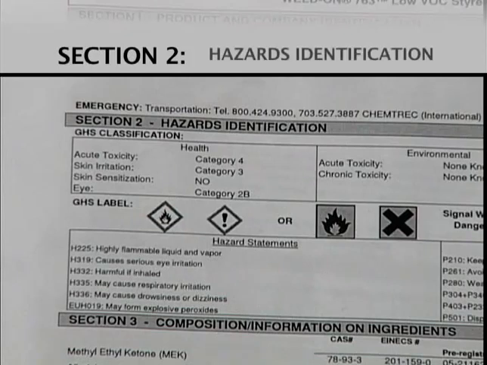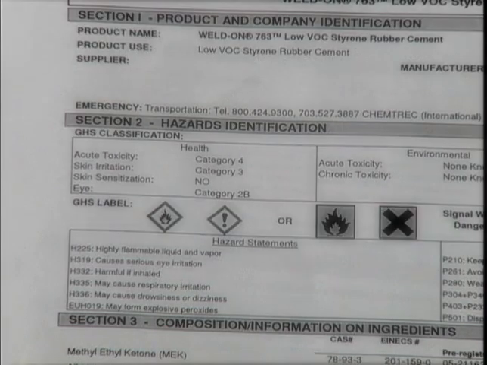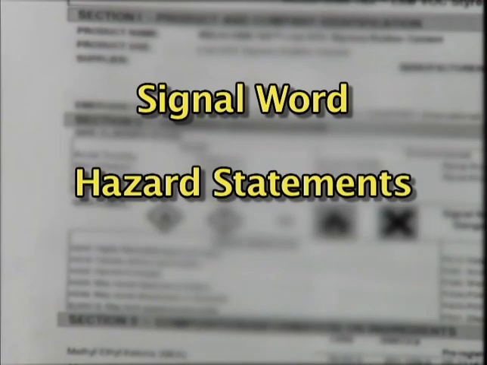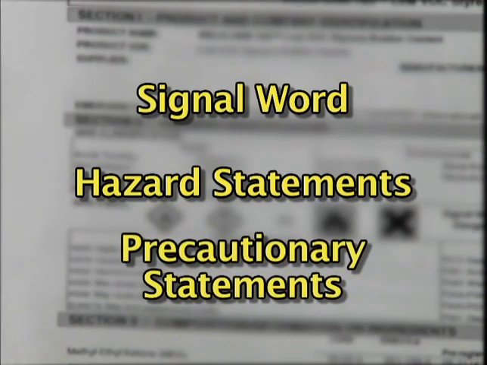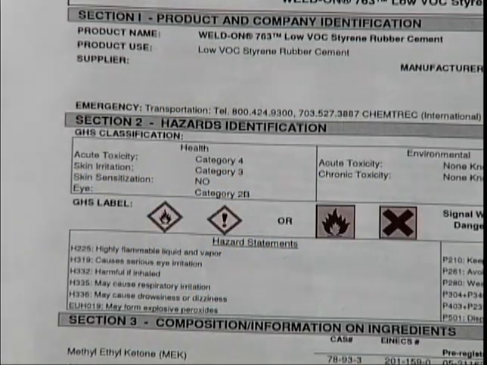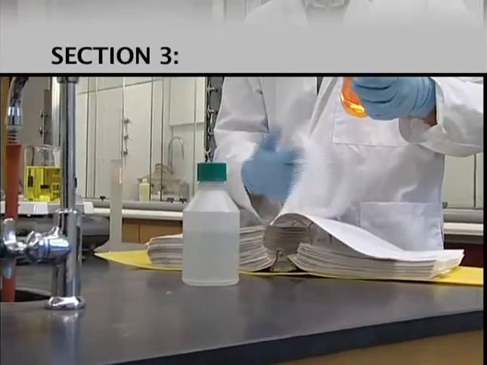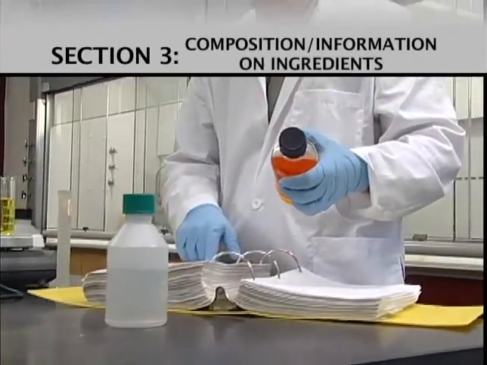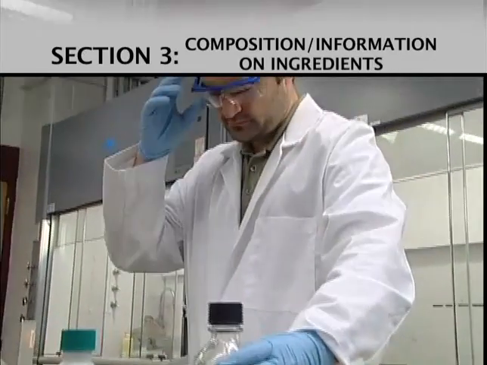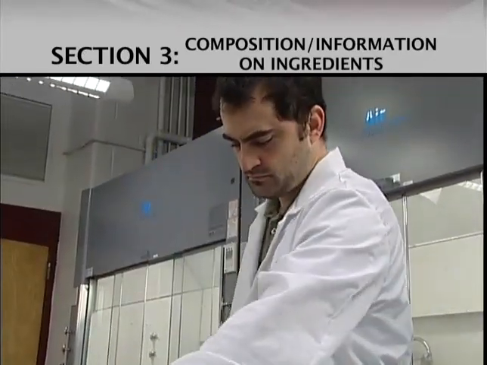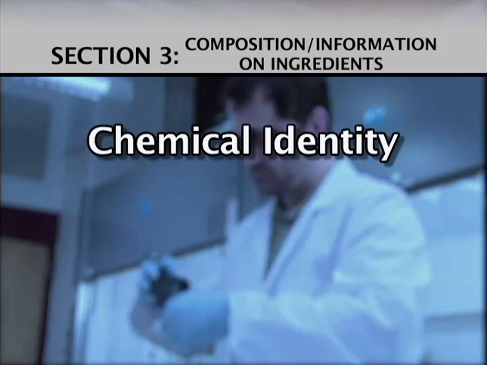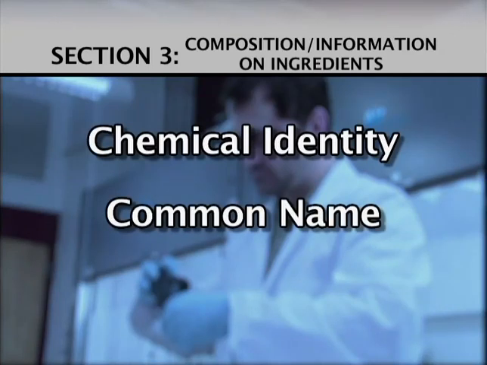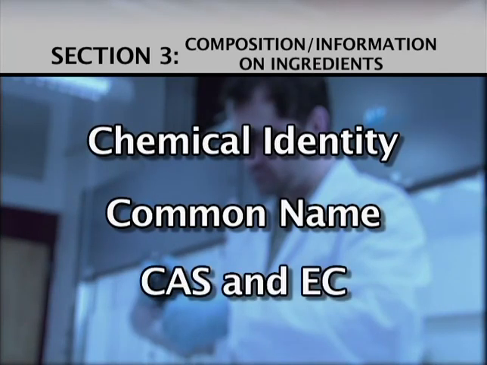Section 2 describes the hazards that are associated with the chemical, including the information that's provided on the chemical's label, such as the signal word, hazard statements, and precautionary statements. It may also contain copies of the GHS pictograms that appear on the label. Section 3 discusses the ingredients in the chemical and its composition. It also provides additional identifying information such as its chemical identity, common name, and CAS and EC numbers.